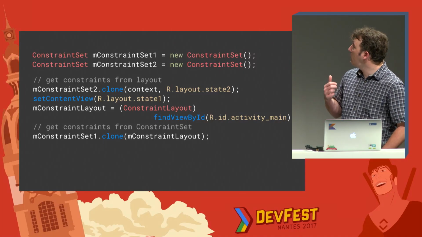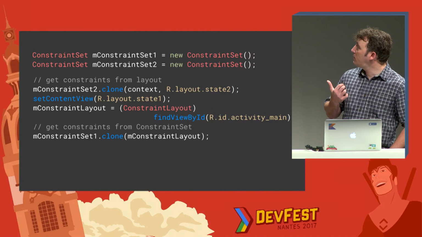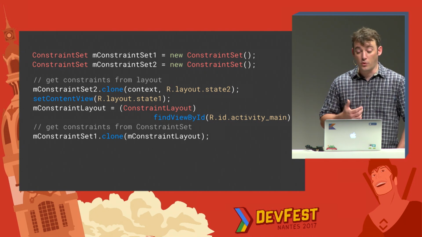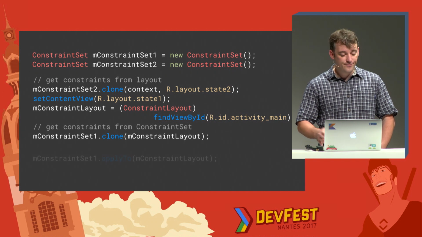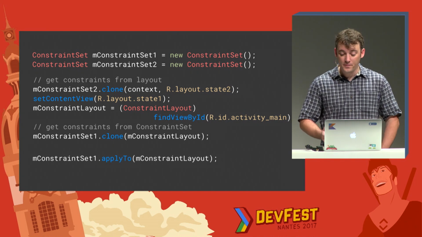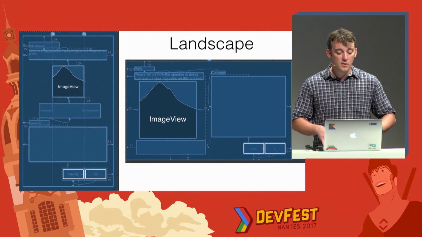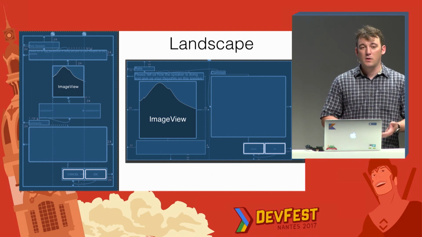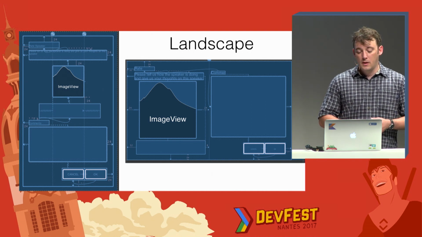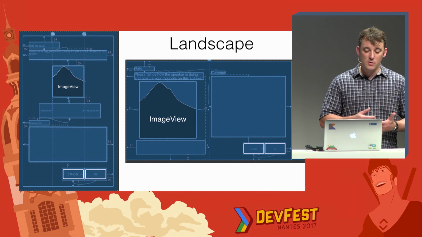Basically, how you create them is pretty straightforward. Create a couple of instances. You can create them either by cloning an existing layout file or cloning your current layout. And that's how you get those constraints. How you apply them, just call apply to, and that's it. It's nice if you want to, say, do completely different layouts between portrait and landscape. You can just create 2 layout files, instantiate your constraint set from those 2 layout files, and apply the constraint set.